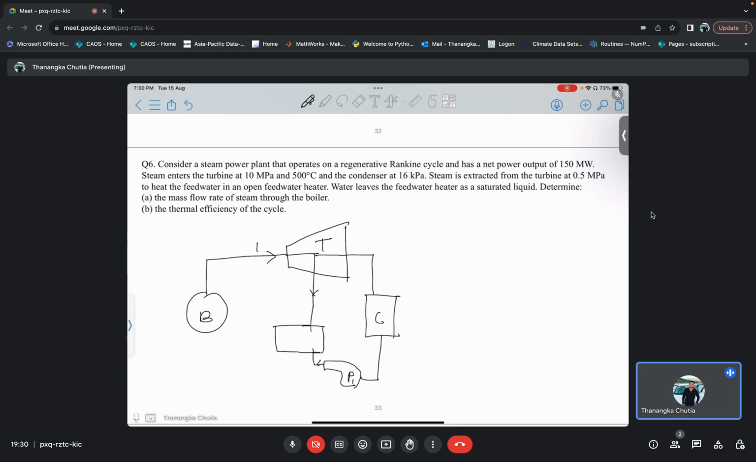If it is a closed feed water heater, but in this case it is an open feed water heater. So already sir told you, I think, the difference between the open and closed feed water heater. In a closed feed water heater the two liquids do not get mixed, but in an open feed water heater the two liquids get mixed. So in this case the liquid will get mixed. What we do is we basically take out some amount of mass, say x dot amount of mass, from that part.